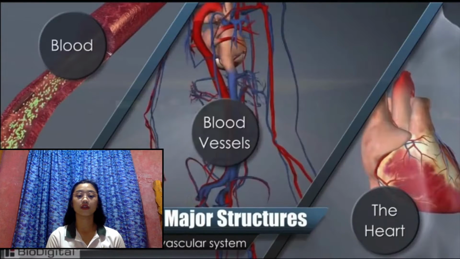So, the cardiovascular system, also called the circulatory system, is the transportation system of the body. The major structures that make this possible are the heart, blood vessels, and blood. The heart pumps the blood in order to move nutrients through the blood vessels to nourish and remove the metabolic wastes from the body.